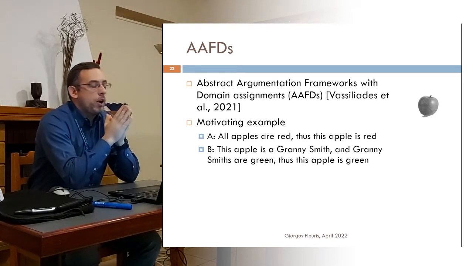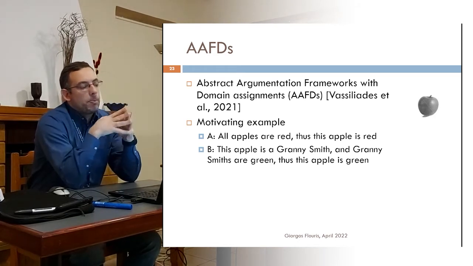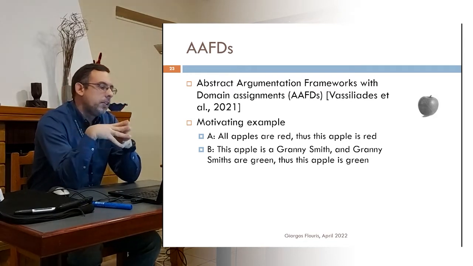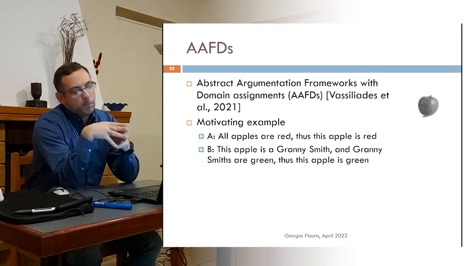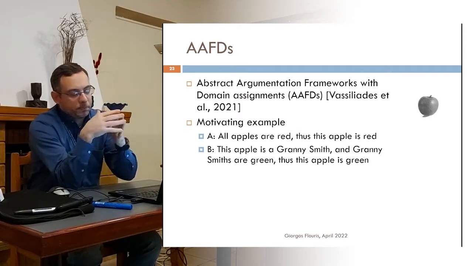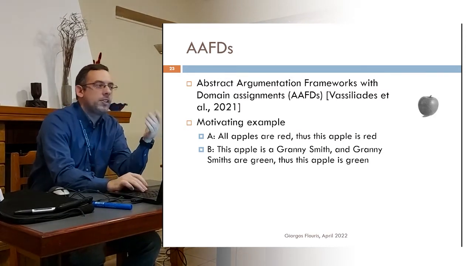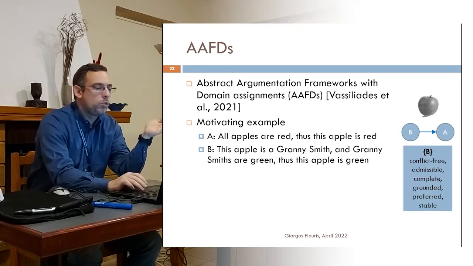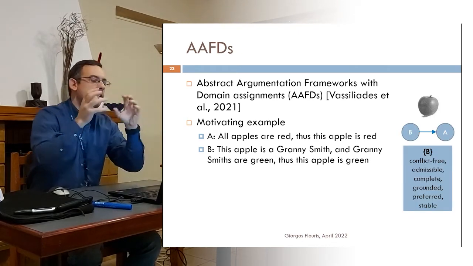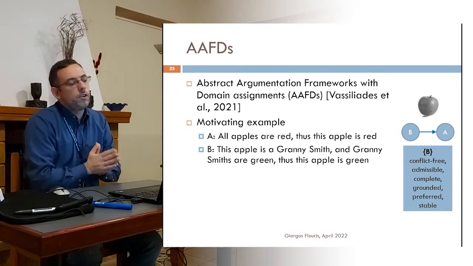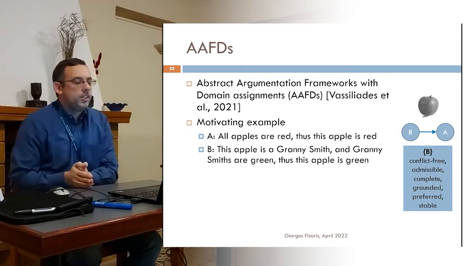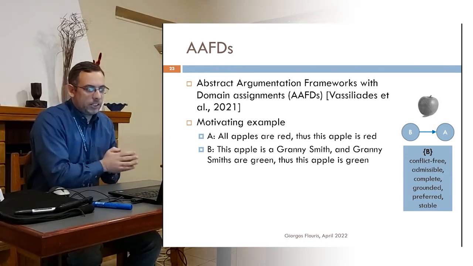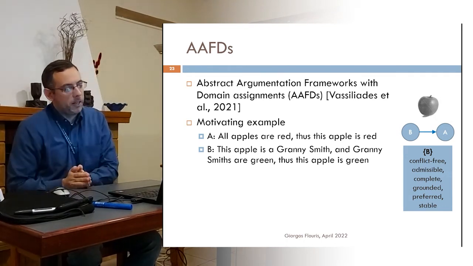So you have these two arguments. The first one says that all apples are red, therefore this apple is red. And the second argument says this apple is a Granny Smith, Granny Smith apples are green, and therefore this apple is green. If you try to model this using standard argumentation frameworks, you will have something like this. Two arguments, A and B, B attacks A, and therefore, by the semantics that I showed earlier, B is the winner, A is the loser. We fully accept B, we don't accept A.